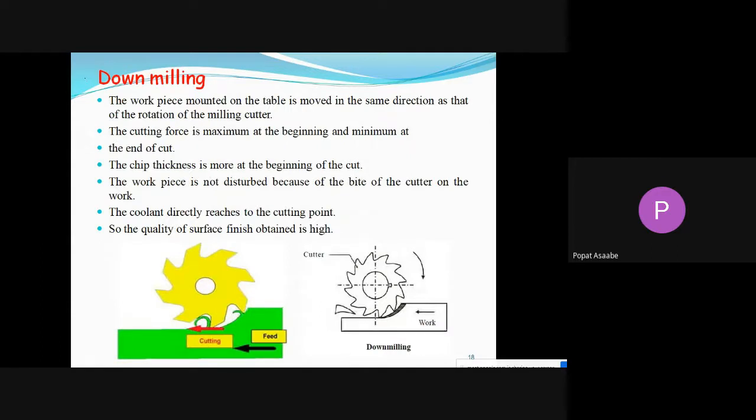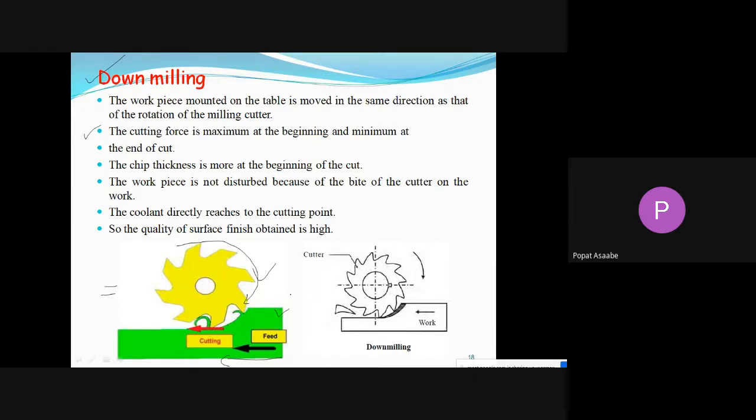Okay, then what is meant by down milling? See, this is the workpiece, this is the cutter, and now we are feeding the workpiece in this direction, and the cutter is also rotating in this direction. It means the rotational direction of your cutter and the feeding direction are both the same, so it is called down milling.